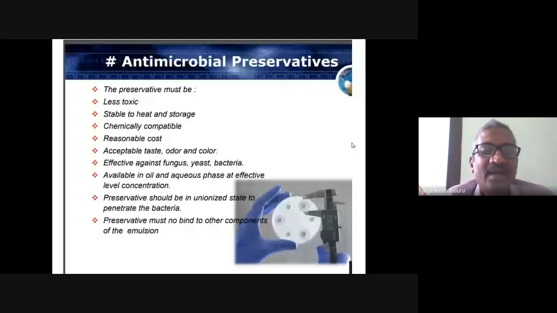Another thing is that the preservative must not bind to another component of the emulsion, and it should not be attracted to the packaging material either. Examples of antimicrobial agents generally used in emulsions are antifungal agents like benzoic acid, and aldehydes like formaldehyde. Generally it is broad spectrum, but restricted to topical use.